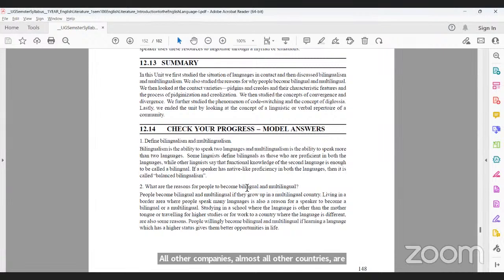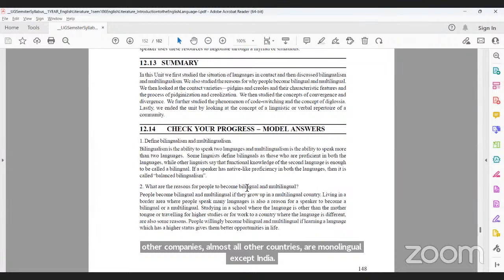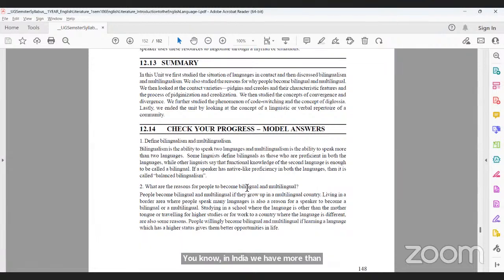In India, we have more than 1,656 registered dialects or varieties of languages. We have 22 or 23 official languages. So how can we expect that our country will have only one particular culture? We have more than one culture.